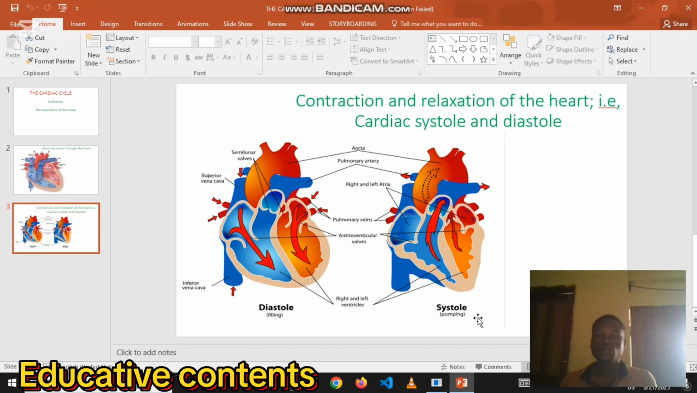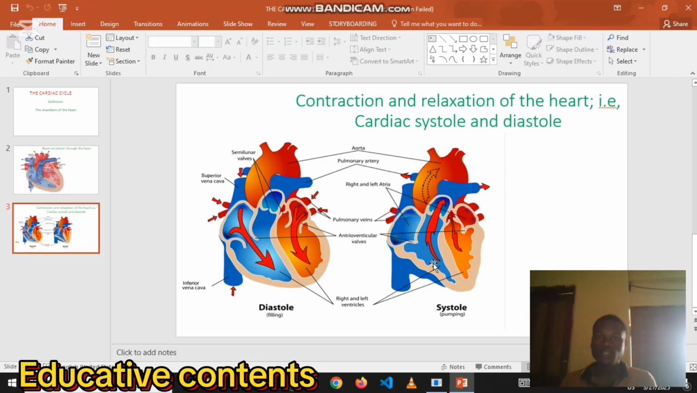Now talking about systole, we have atrial systole and we have ventricular systole. Atrial systole happens when blood enters the atria and there was no blood in the ventricles. When atrial systole happens, the atrioventricular valves open so that oxygenated blood can move from the left atrium to the left ventricle, and the deoxygenated blood from the right atrium to the right ventricle. That's basically atrial systole.